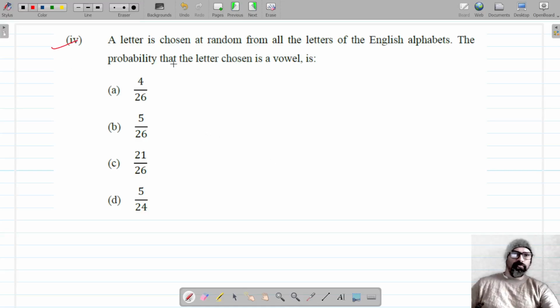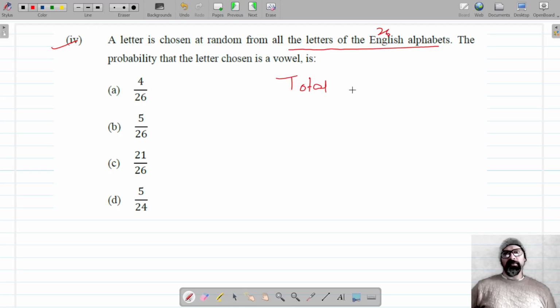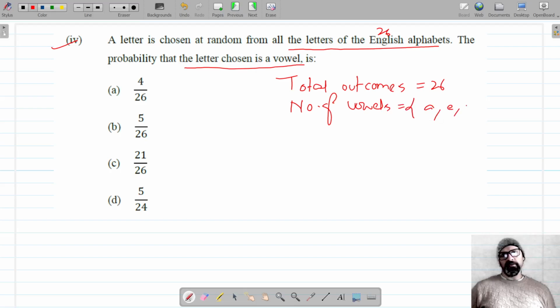Okay, for question number 4, it's given that a letter is chosen at random from all the letters of the English alphabet. We have a total of 26 English alphabets, so total outcomes here is 26. Now we have to find the probability that the chosen alphabet is a vowel. The number of vowels is 5. These vowels are A, E, I, O, and U, which are 5.